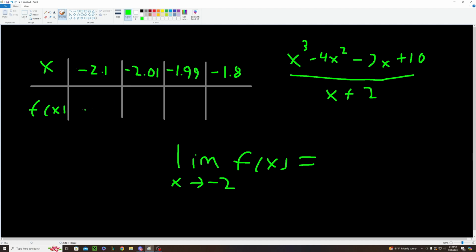I already did the math, so for this it's 22.01. For this it's 21.01. For this it's 20.99. And for negative 1.8, it is 20.01. And you can see as x approaches negative 2, the value is approaching 21, because on both sides it's going closer to 21. So the answer to this is 21. Sometimes though you'll have different values being approached, so the limit might not exist, but it might exist from the right side or the left side, so you just have to be careful of where you're looking.